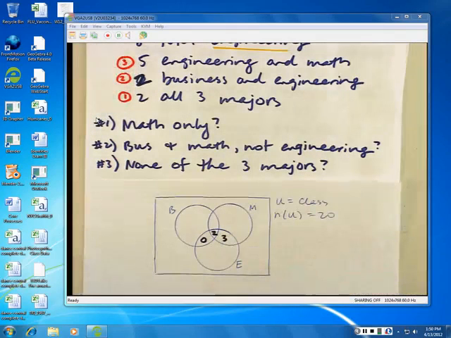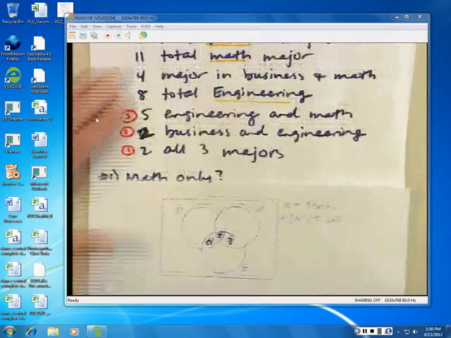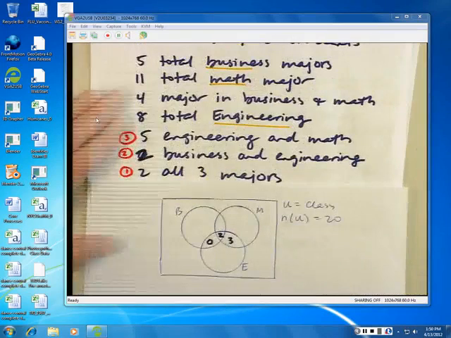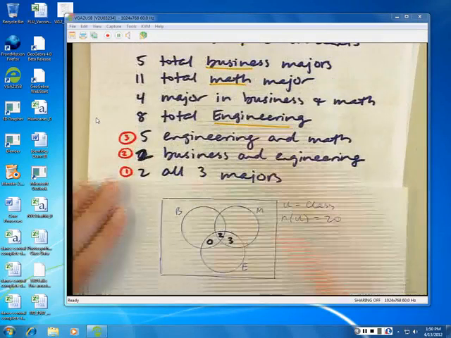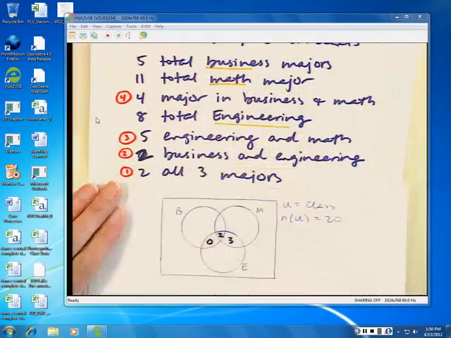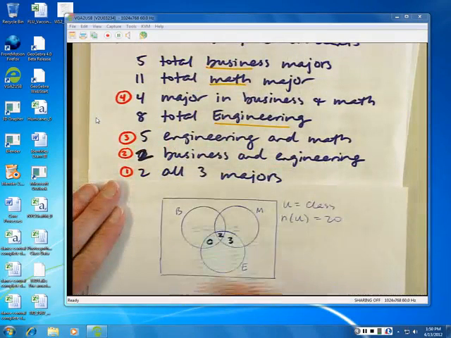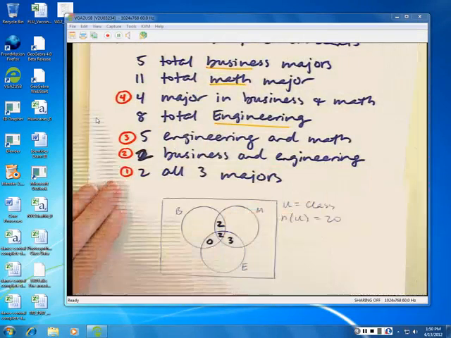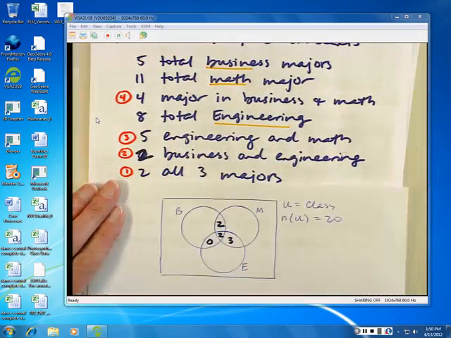And then I'm looking for the last one that are 2 sets together. And the last one that's 2 sets together is business and math. So this one comes next. 4 major in business and in math. So business and math is this football shape here. I've got 2 so far. I need 2 more. So that gives me my 4 total.